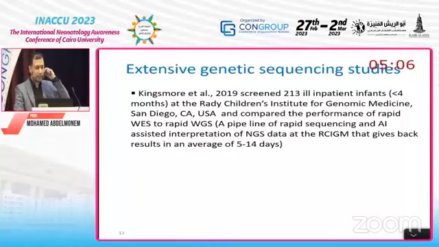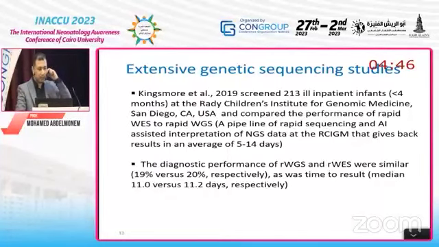But they proposed a pipeline that's dependent on a lot of sequencing machines. In the lab, they have like 50 next generation sequencers, and they have a huge amount of personnel working on this project to produce the rapid diagnostic outcome. The diagnostic performance of the rapid whole genome sequencing and rapid whole exome in their study were similar, more or less, giving a diagnostic yield of 19 and 20% respectively, as was the time to result, with a median of 11 and 11.2 days.